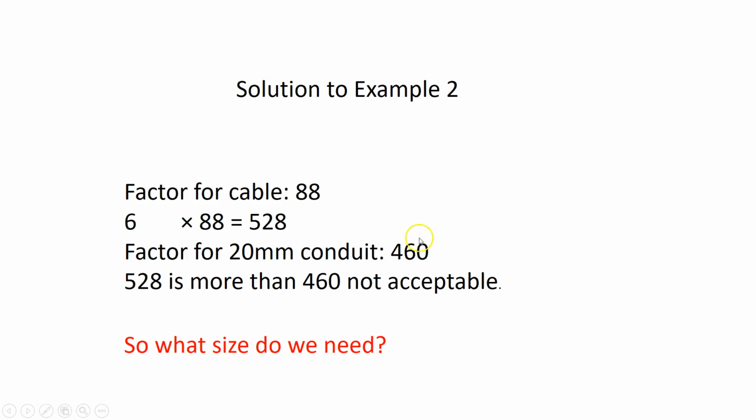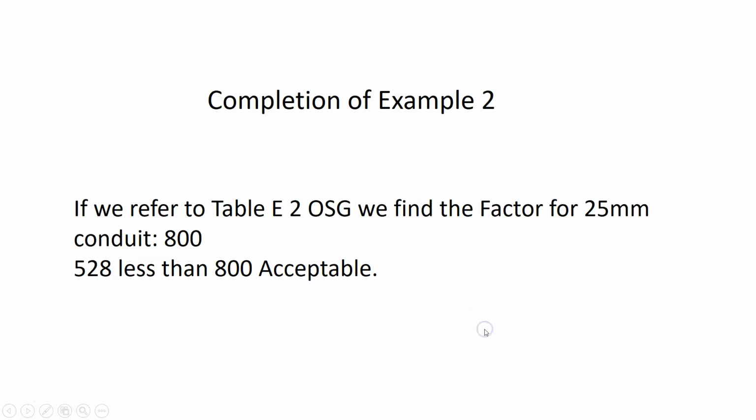Again, not saying that it physically wouldn't fit, but that cable wouldn't be able to cool itself. The grouping factors and the temperature are going to be impacted quite badly. So what size do we actually need? Again, pause the video for a moment, see if you can find a suitable system. And the completion of example 2, if you go to table E2 of the on-site guide, you can find a factor for 25mm conduit of 800. So I now know that I can use a 25mm conduit.